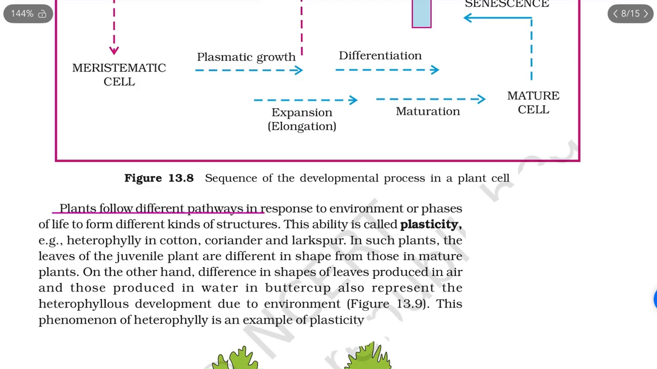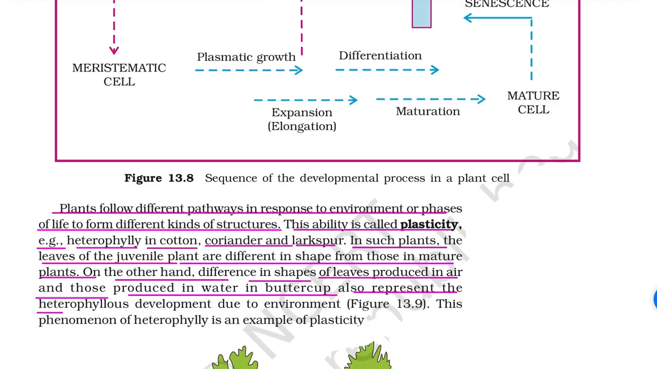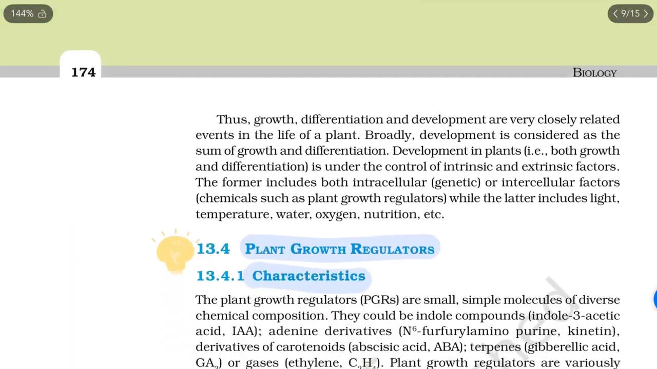Plants follow different pathways in response to environment or phases of life to form different kinds of structures. This ability is called plasticity. Example: heterophylly in cotton, coriander, and larkspur. In such plants, the leaves of the juvenile plant are different in shape from those in mature plants. On the other hand, the difference in shapes of leaves produced in air and those produced in water in buttercup also represents heterophyllous development due to the environment. This phenomenon of heterophylly is an example of plasticity.